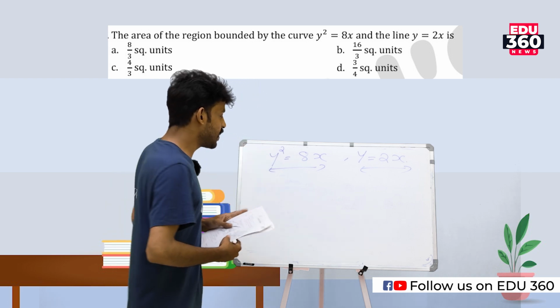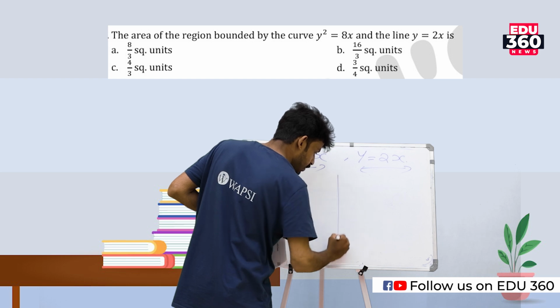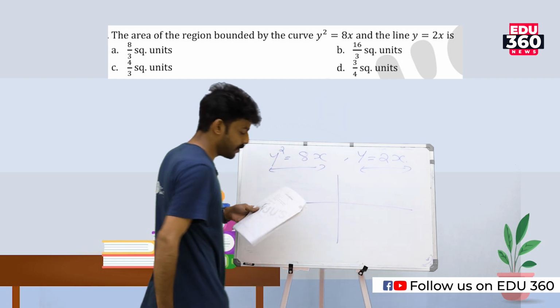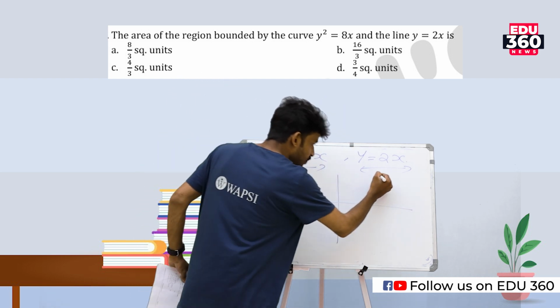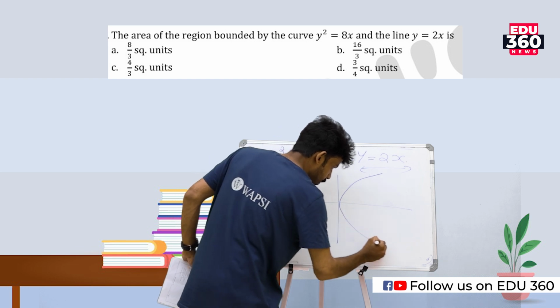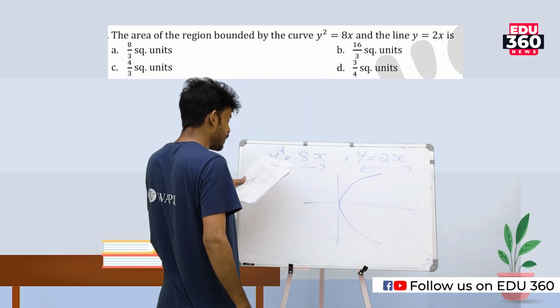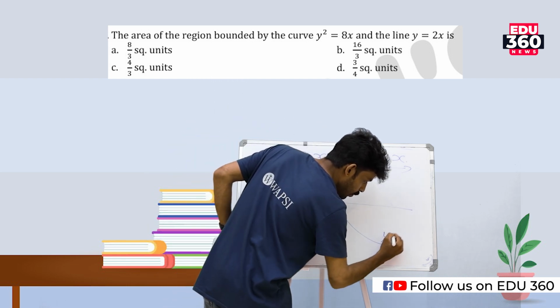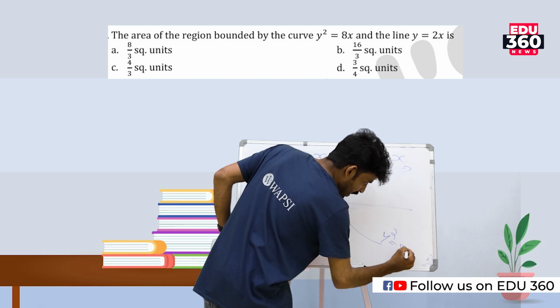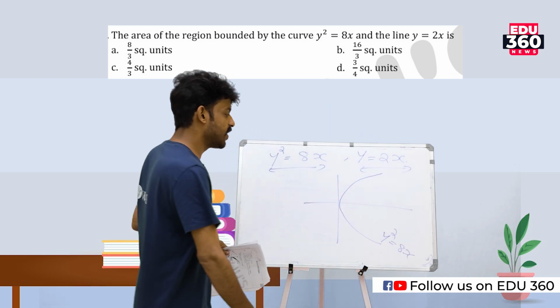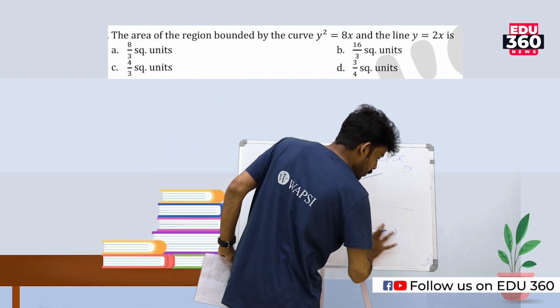So first of all, we can draw a rough picture. Just look at the board. We can draw a rough picture. So this is the curve. That means y square is equal to 8x.